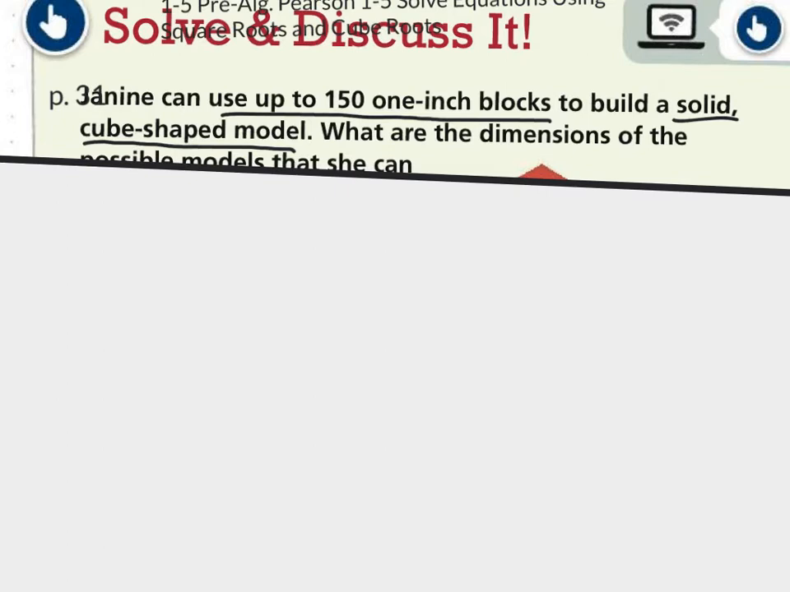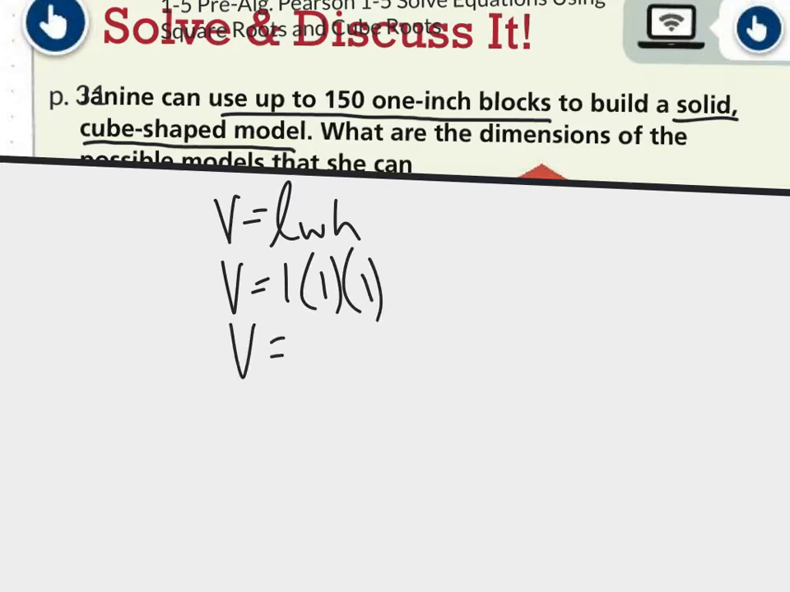So one thing to start off with, volume is length times width times height. So one possibility would be 1 by 1 by 1, and that would be just using one cube. If our length, width, and height was all 1, that would just be using one cube. So that's one possibility. Obviously, if we've got 150 blocks all together, we may want to use more than just one of them, but that's one option.